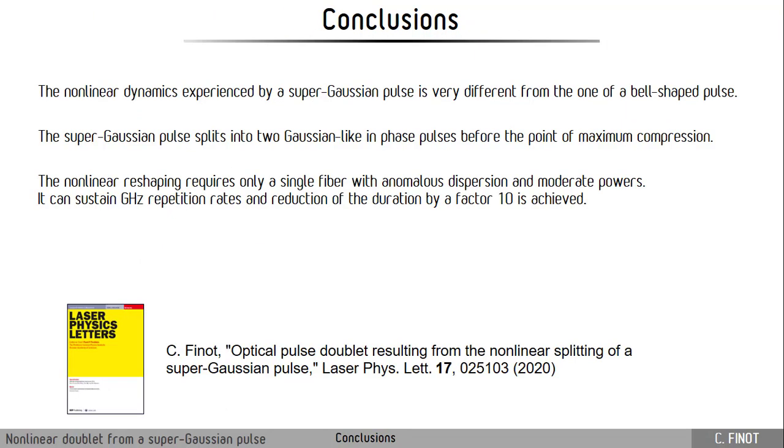To conclude, we have investigated the nonlinear dynamics experienced by a super-Gaussian in a nonlinear fiber, and we have shown that it is very different from the dynamics of a bell-shaped pulse. We have been able to demonstrate that an initial super-Gaussian pulse can split into 2 Gaussian-like pulses that are in phase, and this splitting occurs before the point of maximum compression. What is nice is that this nonlinear reshaping requires only a single fiber with anomalous dispersion and very moderate powers, and there is no restriction regarding the repetition rate.